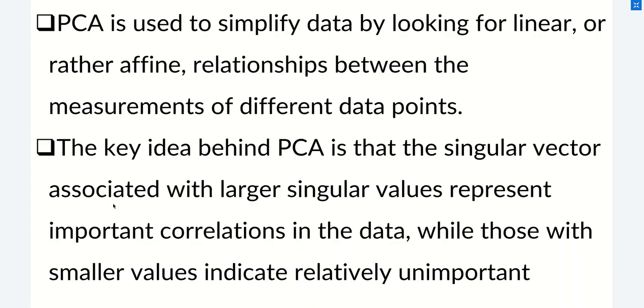So the key idea behind PCA is that the singular vectors, which are our U, associated with the larger singular values, which is our sigma, represent important correlation in the data, while those with the smaller values are relatively unimportant. So we saw our U, then we have our sigma here, and then we also have our VT. Now this is the eigenvalues and this is the eigenvector. Then we find the inverse of this to get our VT. Now this one will give us real values.